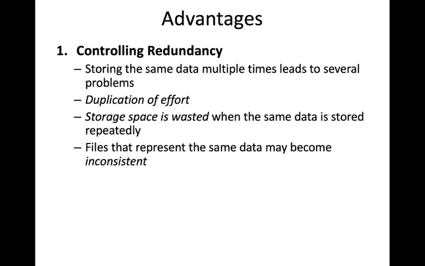Then files that represent the same data may become inconsistent. For example, if a student has changed his address, you have to change it in the department, in the college office, in the PTA. Wherever that data is there, you need to change it. But if you are using a database, there will be a common database. If you change the database, that change will be reflected for all types of users. So that is controlling redundancy. You'll see more about redundancy when we learn database design and normalization, and what the problems with redundant information are.